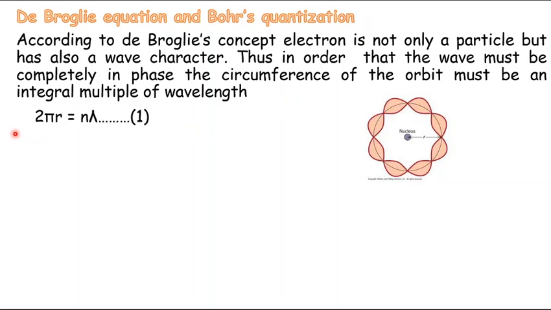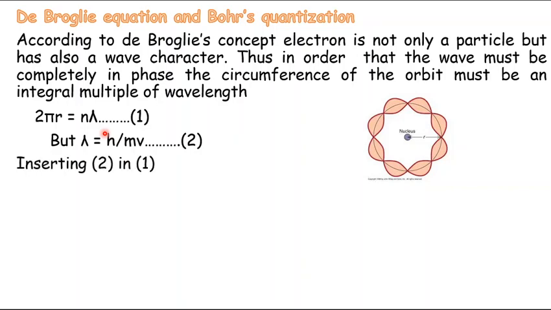तो हम क्या लिखेंगे? 2 pi r is equal to n lambda. And we know this lambda is equal to h by mv. वही हमारी de Broglie's equation है. So we will substitute it. So 2 pi r is equal to n, इस lambda की जगह हम लिखेंगे h by mv. Simple mathematical calculation से क्या हो जाएगा? mvr is equal to nh divided by 2 pi.